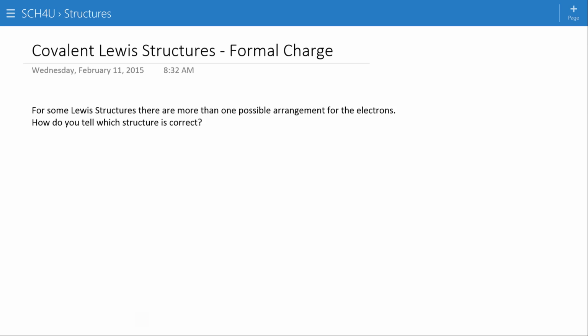Okay, one more quick video here. This is going to be on Lewis structures and how to make a decision about some different situations with Lewis structures using something called formal charge.